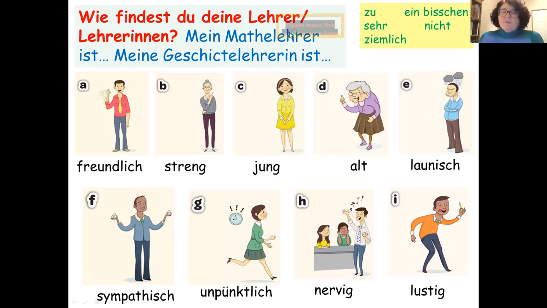Mein Mathelehrer for the masculine teacher and Lehrerin for the feminine teacher. Now, I want you to write about your maths teacher and your history teacher. If you don't have history as your subject, please substitute this with whatever your subject is, okay? Erdkunde, mein Erdkundelehrer oder meine Erdkundelehrerin, mein Musiklehrer, meine Musiklehrerin. So you can see I'm doing the masculine and the feminine.